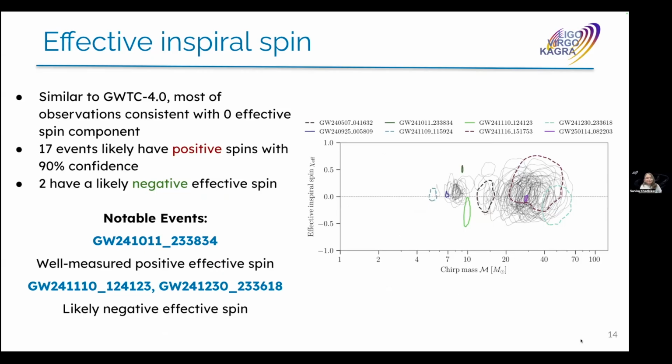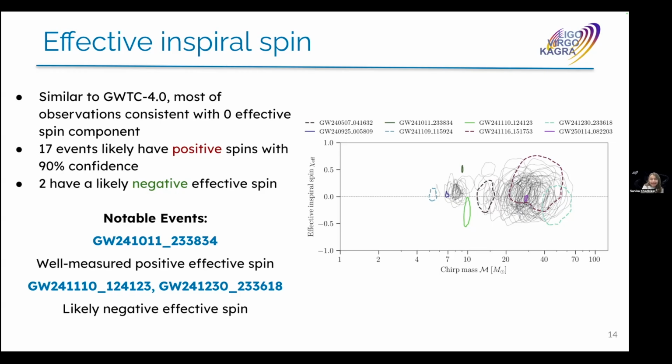Okay, thank you. So here we now also talk about the effective inspiral spin. As I was saying earlier, the effective inspiral spin, chi effective, says how aligned the total spin in the system is with the orbital angular momentum, with 1 being maximally aligned and -1 being anti-aligned. As you can see in the plot on the right, the y-axis shows the chi effective and the x-axis shows the chirp mass distribution.